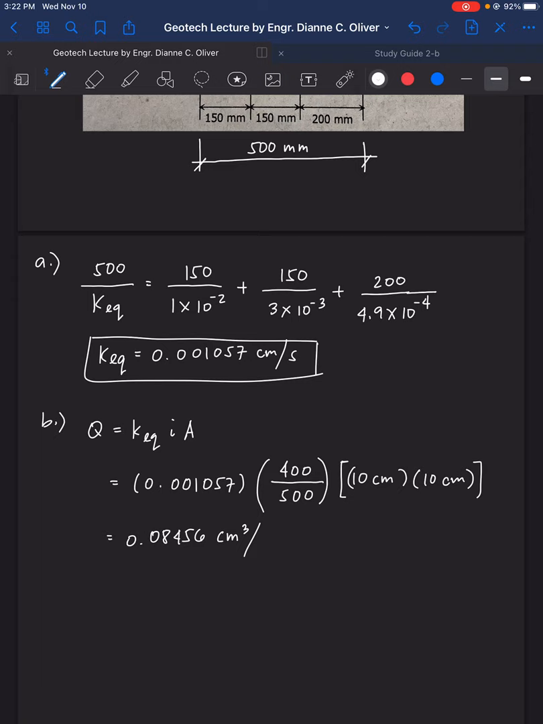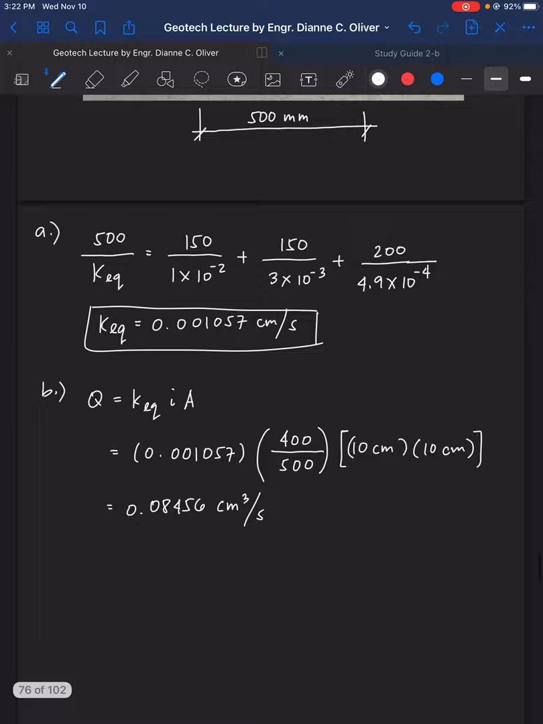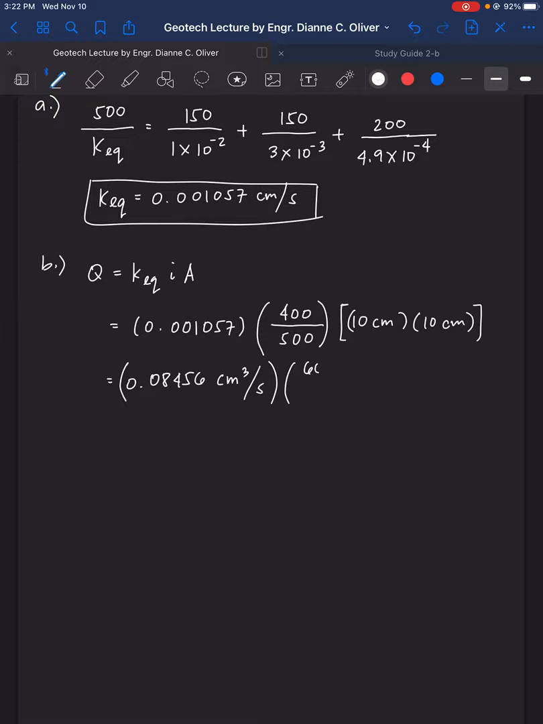Now what we're looking for here is in cubic centimeter per hour. So multiply by 60 seconds in 1 minute, and then 60 minutes in 1 hour. So that is equal to 0.08456 times 3600. So Q is equal to 304.4 cubic centimeter per hour.